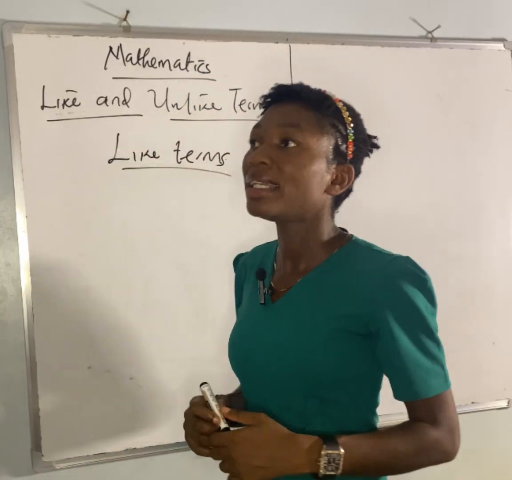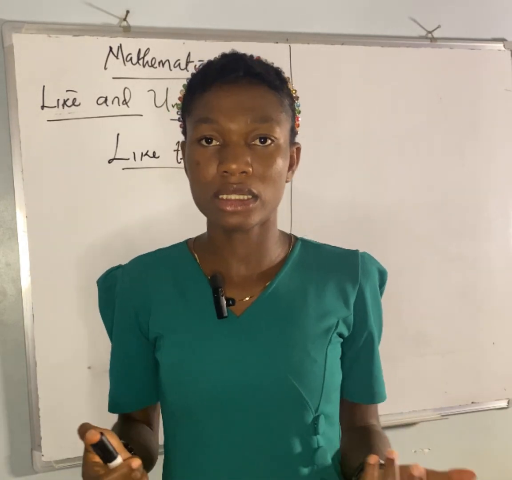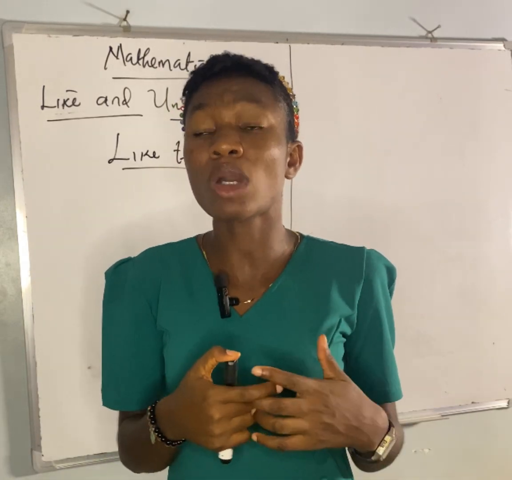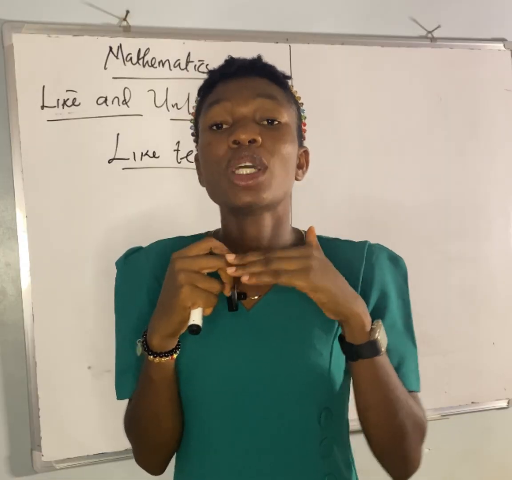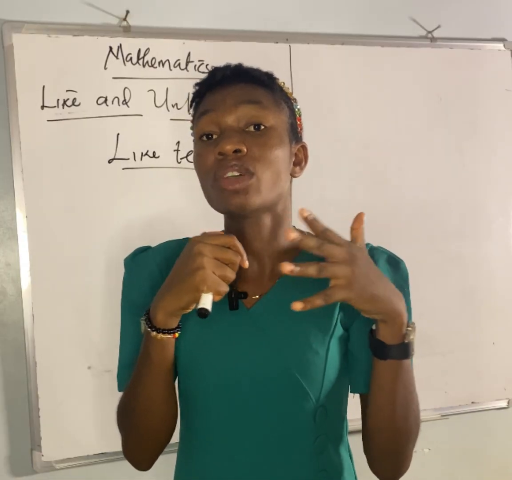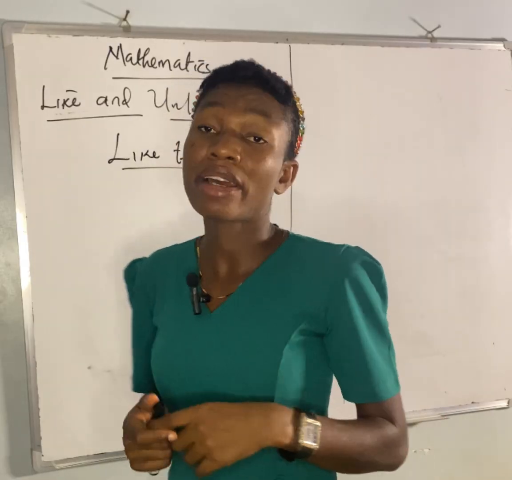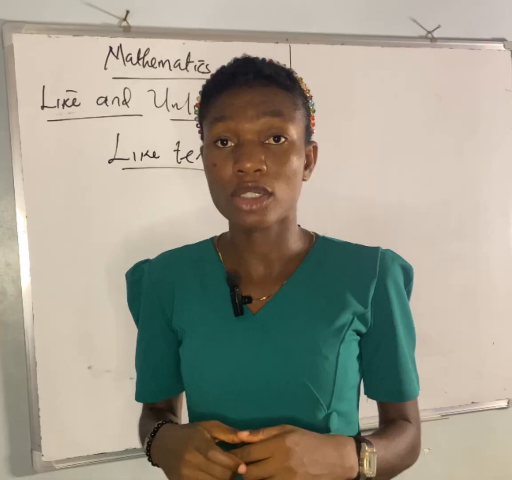So when you are multiplying like terms, we make use of the indices. There's a law called the law of indices. When we are multiplying like terms, we make use of the law of indices that says when we are multiplying the same indices of the same base, we add the powers together. So in this case, the variable becomes the base, then you add the powers together.